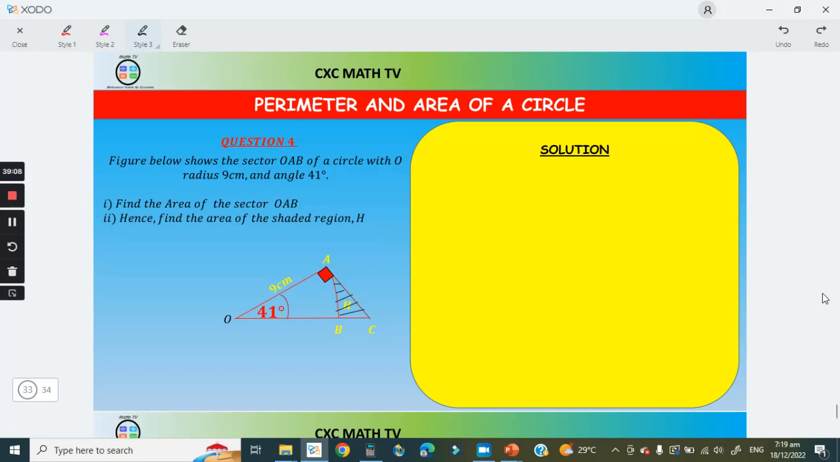Okay, so this question now. Go ahead, pause the video and attempt this question. It says, the figure below shows the sector OAB of a circle with radius 9 and an angle of 41 degrees. Find the area of the sector OAB and then find the area shaded. Pause the video, attempt this question, have some fun.